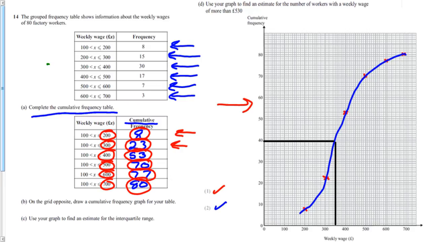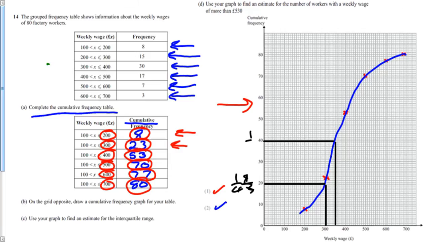The lower quartile is you go across a quarter of the way, and then you read down. So you'll be able to do it a lot more accurately than I can on this, but roughly my lower quartile is 300. So we've got this here, which is 1/4.